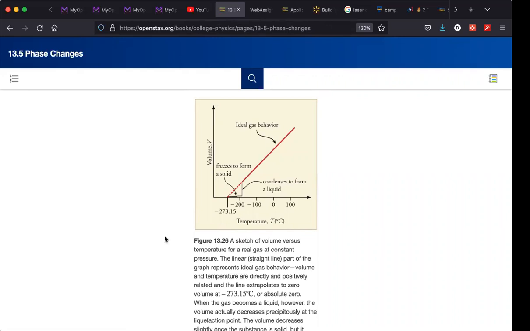Here is a gas that's changing temperature, and you would expect that as it goes colder and colder, its volume would just condense and condense. But what happens is when it starts to condense into a liquid, it drops in volume dramatically. So the gas behaves pretty nicely, but the liquid drops really dramatically at that stage. And then when it goes to a solid, it drops a little bit less, but it's still pretty dramatic.